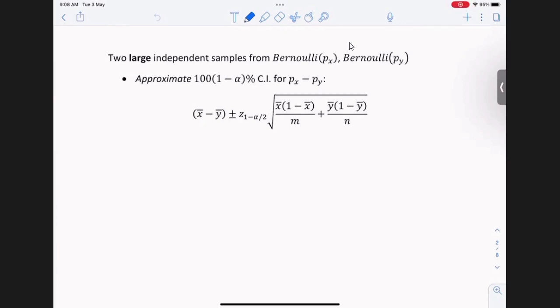Again, this M and N are the sample sizes of the two samples. And this H bar and Y bar represent the sample proportions of the two samples. And the quantile we use will be the normal quantile. So this is just a summary of the two sample comparison formula, the confidence interval formula.